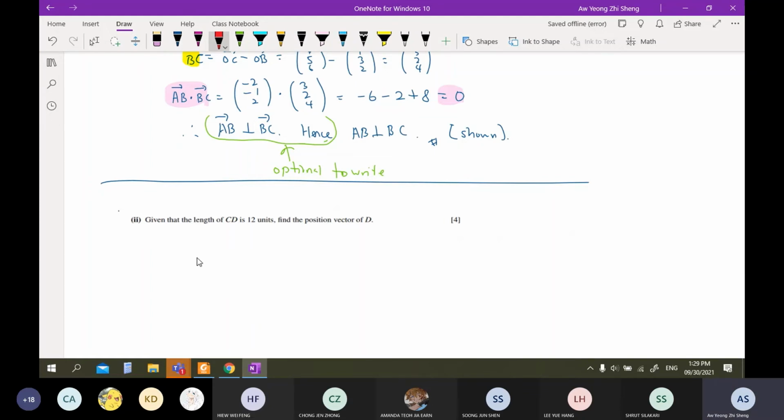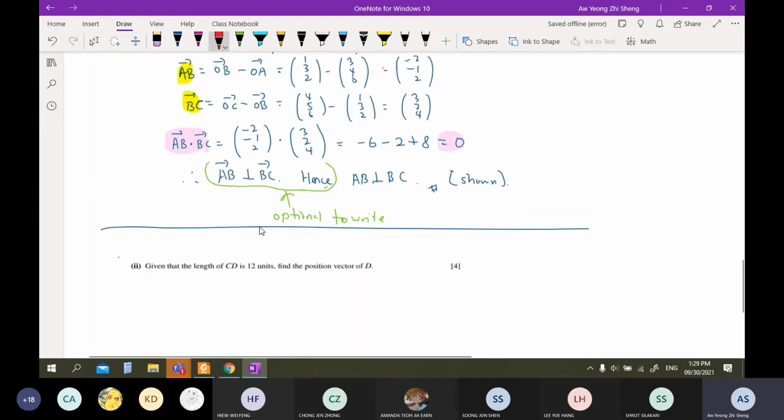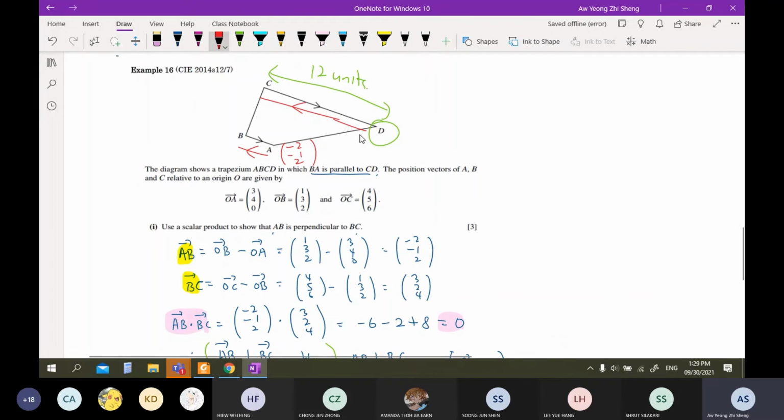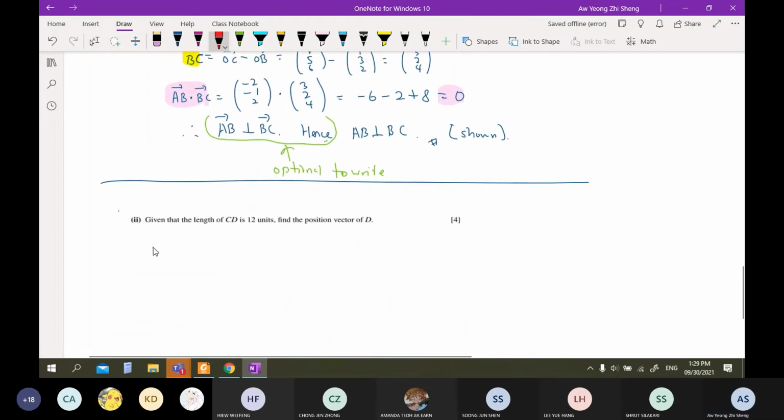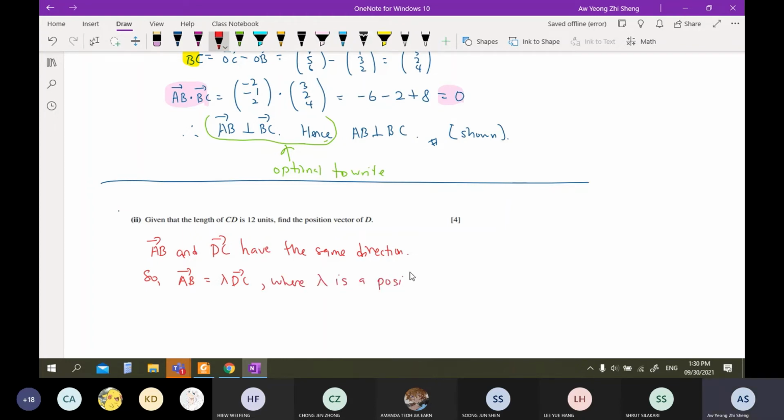Now, here I'm going to use the fact that, first I noticed that vector AB and vector DC have the same direction. So AB is equal to lambda times DC, where lambda is a positive scalar.